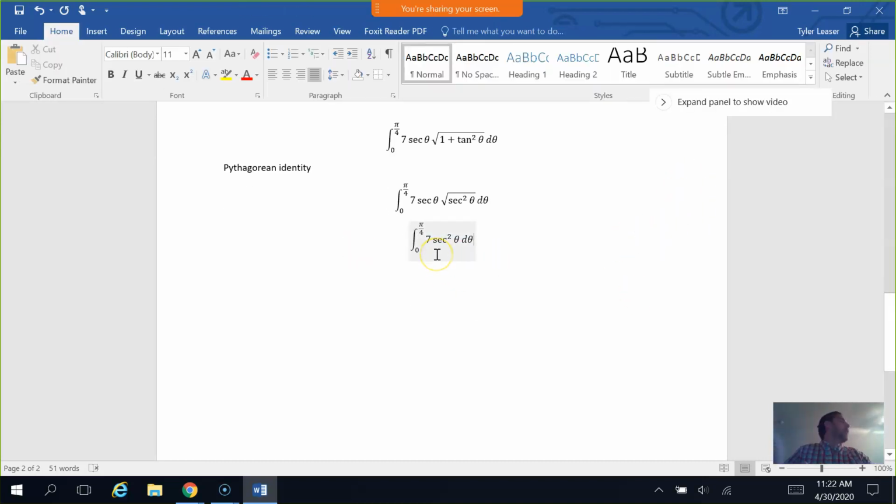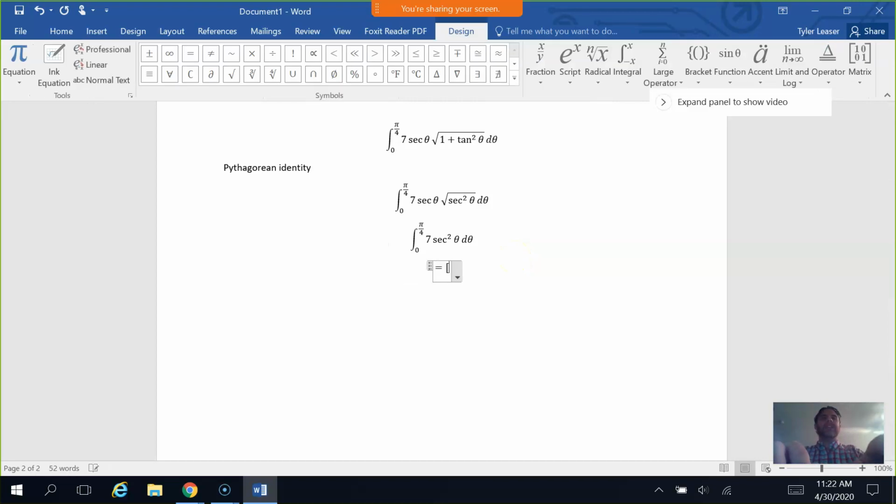All right, and at this point, hopefully you still have that table of integrals that I gave you, or if you're very comfortable with the trig functions and their derivatives and their antiderivatives, this one shouldn't be too hard to find and think about. What you're looking for is a function that when you do take the derivative, you get secant squared, and that function is tangent. So the antiderivative of this is going to be 7 tangent of theta. And again, that's because if I took the derivative of 7 tangent, it would give me back 7 secant squared. And then we're going to evaluate from 0 to pi over 4.